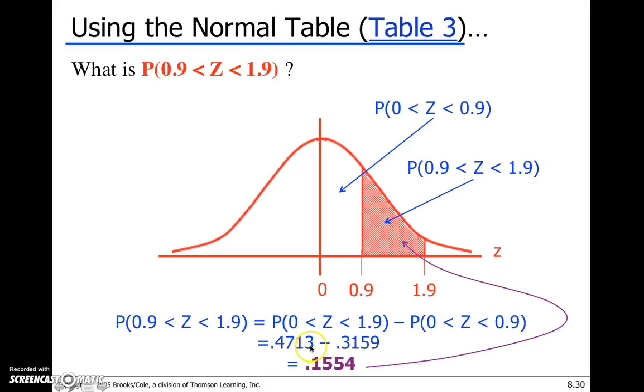That will give you 0.4713. And you want to find the probability z is less than 0.9 and greater than 0. That is, you want to find this area here. This is 0.3159. You take this area from the area between 0 and 1.9, and that gives you 0.1554. That's your exercise in reading the tables.